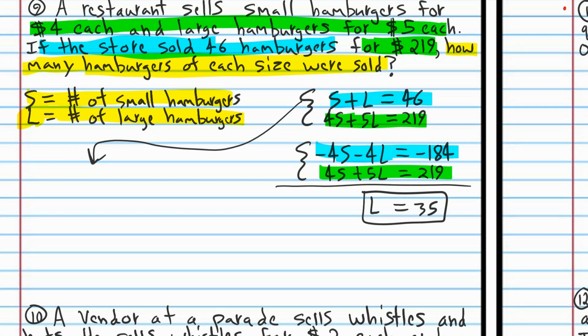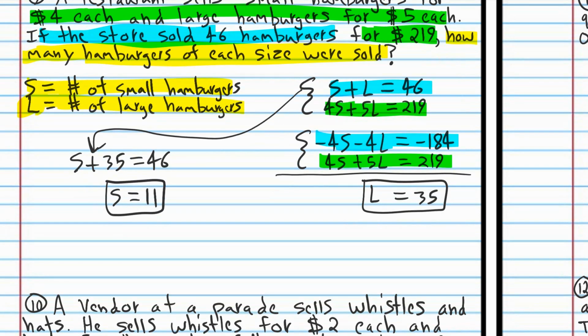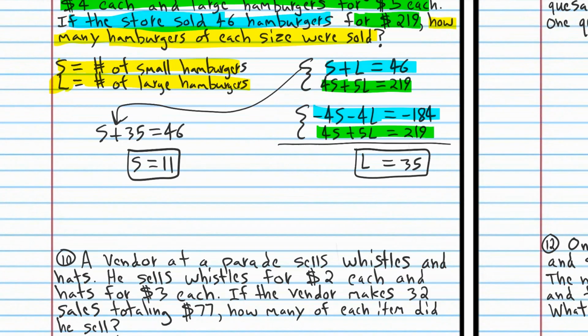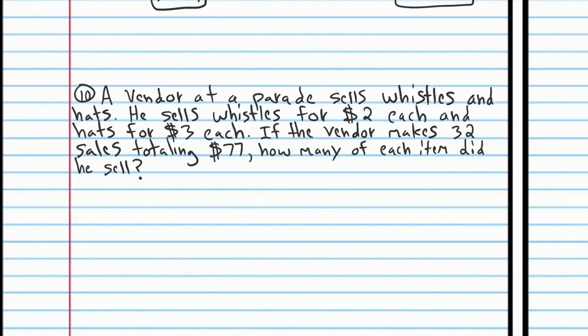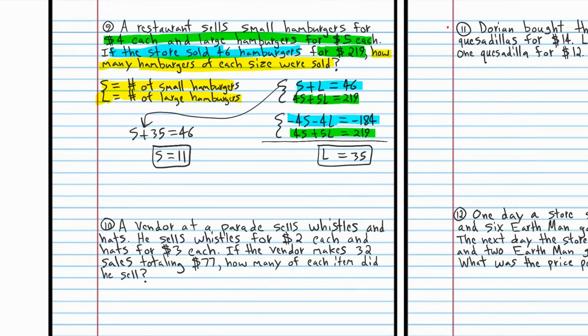And we have to figure out how many small hamburgers. So use the blue equation, just subtract 35 from both sides. And it looks like there were 11 small hamburgers that were sold. So if you got those answers, good job. Let's try another one of those problems. Try number 10, and when you come back, we'll do it together.